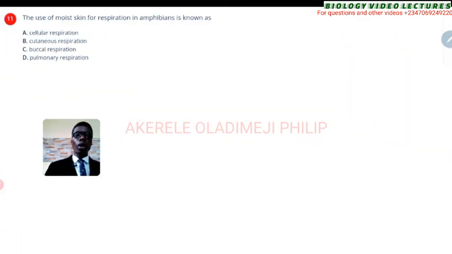The use of moist skin for respiration or gaseous exchange, which I would prefer, in amphibians is known as cutaneous respiration.